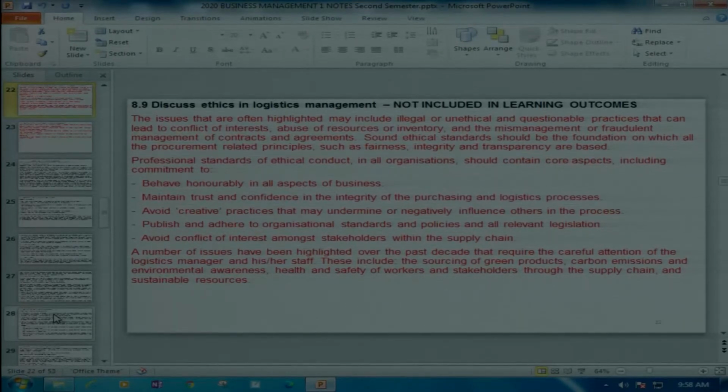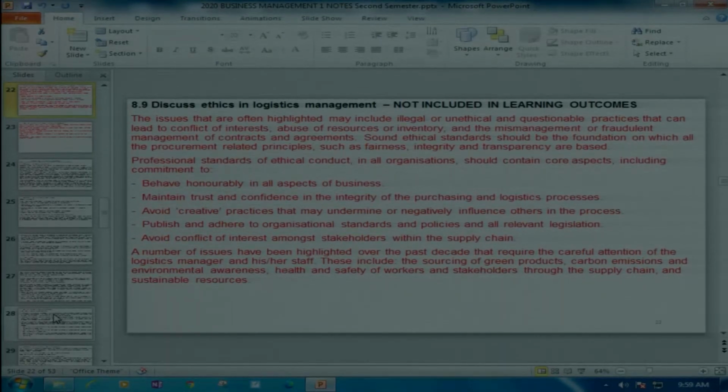Professional standards of ethical conduct in all organizations should contain core aspects, including commitment to behave honorably in all aspects of business, maintain trust and confidence in the integrity of the purchasing and logistics process, avoid creative practices that may undermine or negatively influence others in the process, publish and adhere to organizational standards and policies and all relevant legislation, avoid conflict of interest among stakeholders within the supply chain.